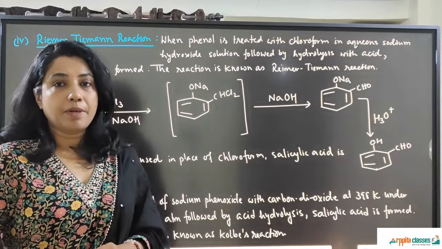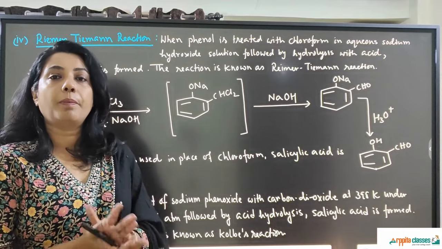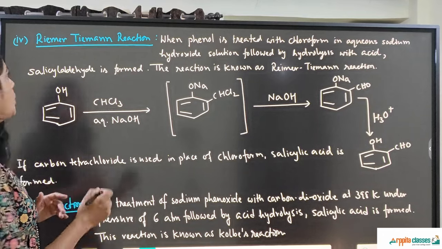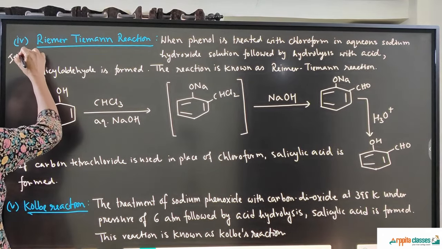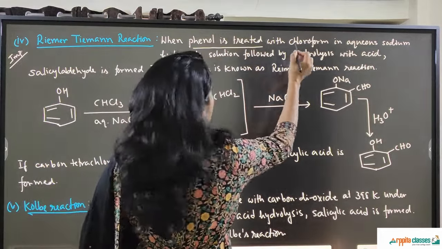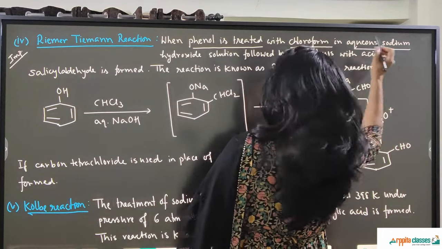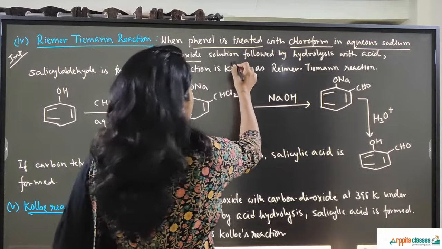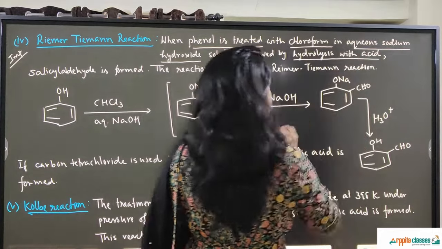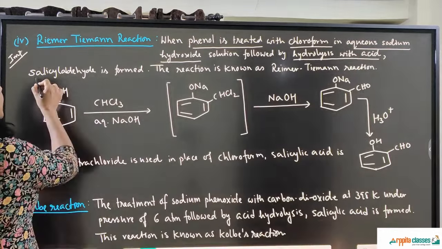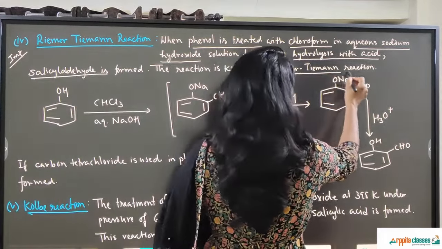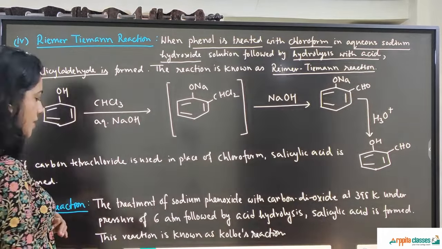So the next reaction is the Reimer-Tiemann reaction, which is very important. You have to prepare it as a short note. They can ask you a question like that anyway. So this is a very important topic which you need to prepare. It is the Reimer-Tiemann reaction when phenol is treated with chloroform in aqueous sodium hydroxide solution, followed by hydrolysis with acid. That is, acidic hydrolysis is done after that. Salicylaldehyde is formed, and this reaction is known as the Reimer-Tiemann reaction. Very important. You prepare this as a short note also.